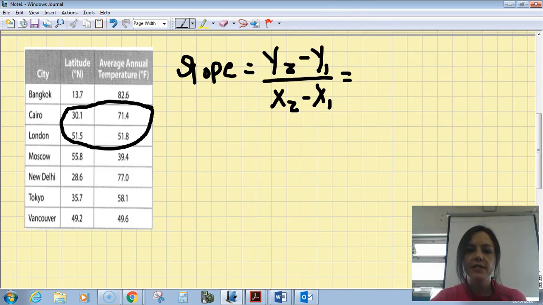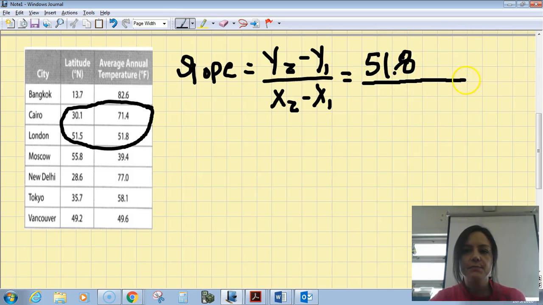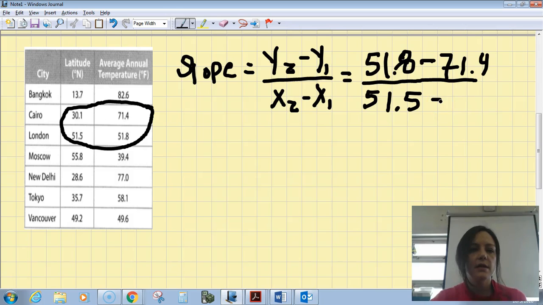It's just that if I use, let's say, for y2 51.8, then I have to put the corresponding x directly underneath it, which is 51.5 minus 71.4, and then down here that's going to be 30.1. Okay, see, it's warmer below. So this is going to give us a negative slope, I think, yeah?